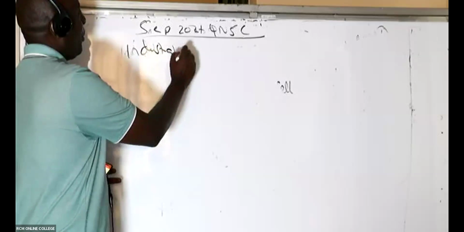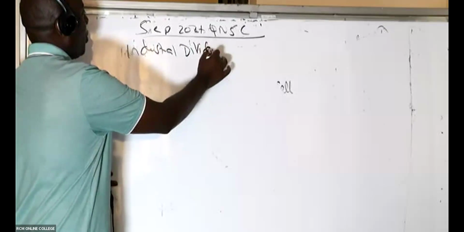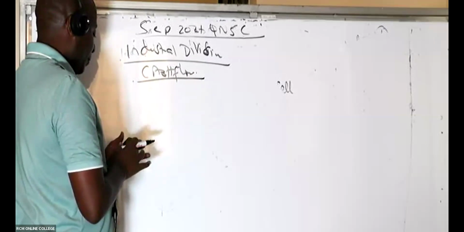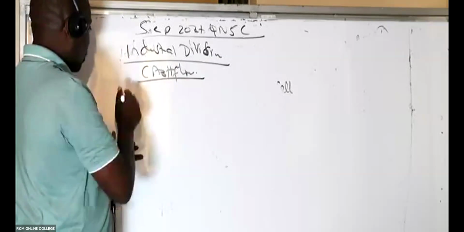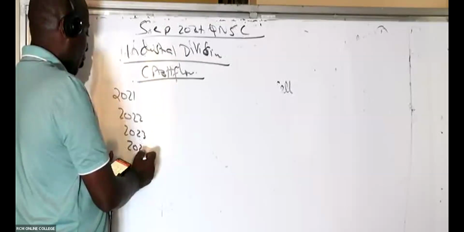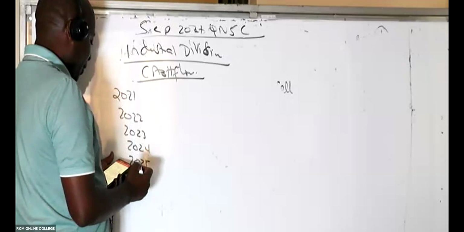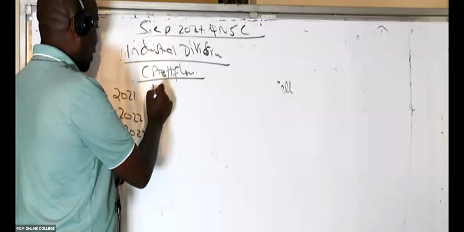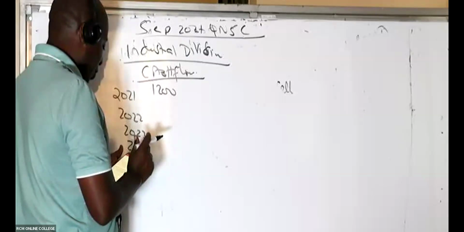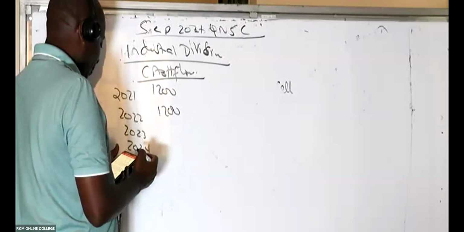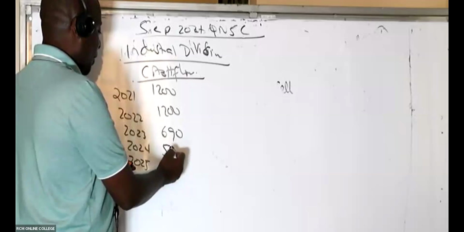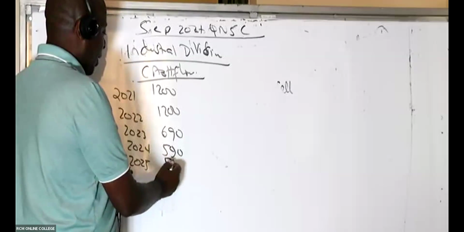So for the industrial division, we have our cash flows by year: 2021, 2022, 2023, 2024, 2025. The first cash flow for industrial in the first table is 1,200. We have 1,200, then 690, 690, then 590, and 590.